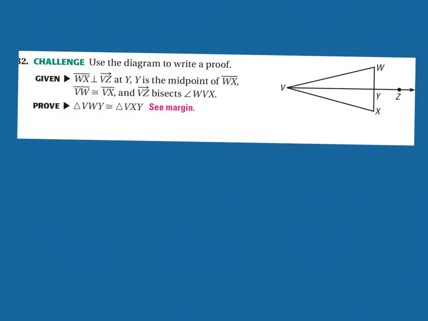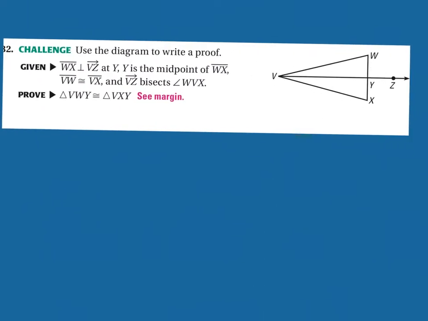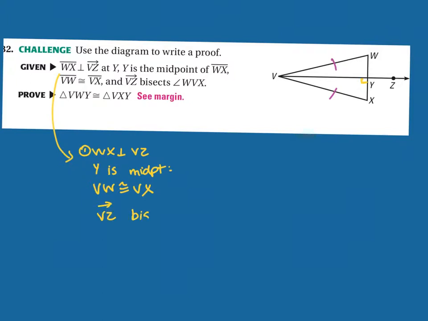Okay, this time it said that WX is perpendicular to VZ, so that's not marked. I would mark it here at point Y. It says that Y is the midpoint, so I've got 1. Y is the midpoint. VW is congruent to VX. And VZ bisects angle WVX. All that's given.